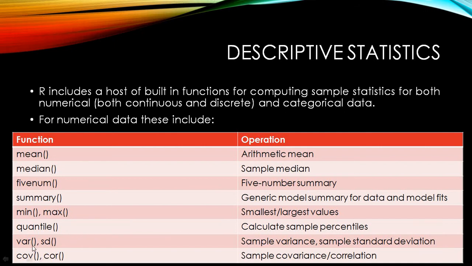Okay, then I have variance. For variance I'll use var, bracket open, bracket close. For standard deviation it's sd, bracket open, bracket close. Then I have covariance and correlation. For covariance it is cov, bracket open, bracket close, and for correlation it is cor, bracket open, bracket close. Okay, so these are certain very simple statistical commands that we can use in our R software.